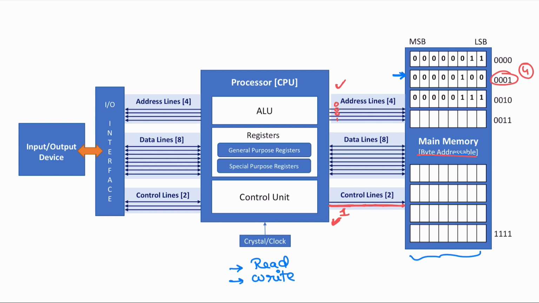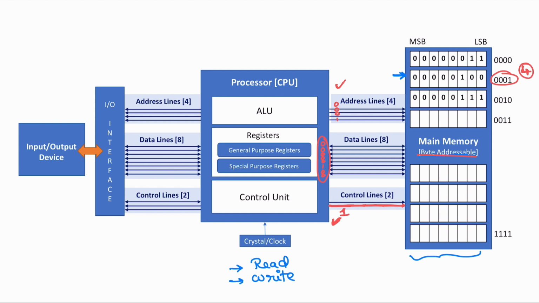Now CPU will receive value 4 through data line, right? Main memory will send this value 000000100 through data line. So this is how CPU will get this particular data, value 4. Value 4 is a data, right? So CPU will get this data through data lines. That is how CPU reads the value 4 that is present on cell 2.